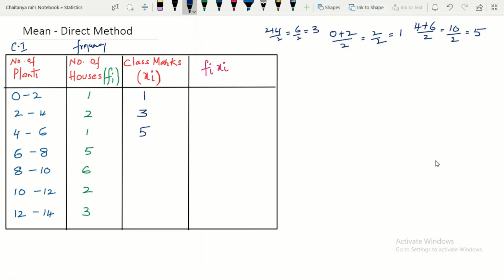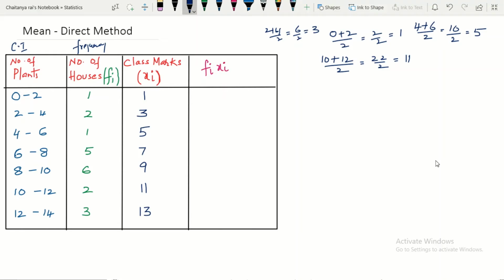So I am simply going to add the length of the class to the previous class mark: 2 plus 5 becomes 7, 2 plus 7 becomes 9, 2 plus 9 becomes 11, and 2 plus 11 becomes 13. If you want to cross check, we can easily do it. I am taking the last but one class, that is 10 to 12. It becomes 10 plus 12 by 2, which equals 22 by 2. Its average is 11. So this is the class mark.